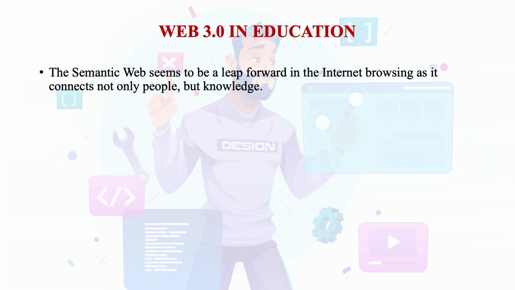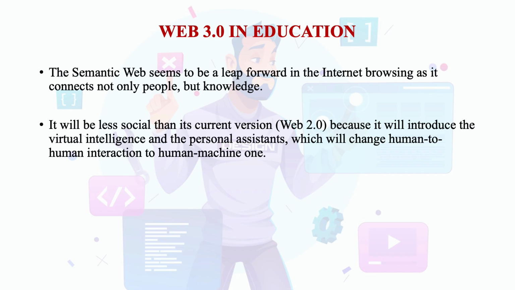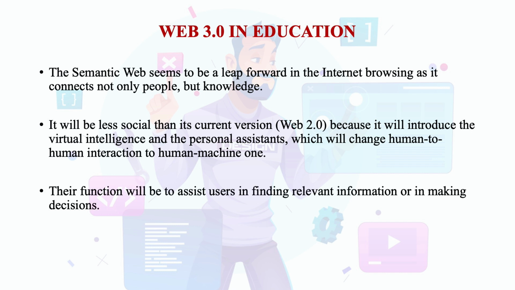So let us talk in the context of education. Web 3.0 in education. The semantic web seems to be a leap forward in internet browsing, as it connects not only people but also knowledge. It will be less social than its current version, Web 2.0, because it will introduce virtual intelligence and personal assistants, which will change human to human interaction to human machine interaction. Their function will be to assist users in finding relevant information or in making decisions.